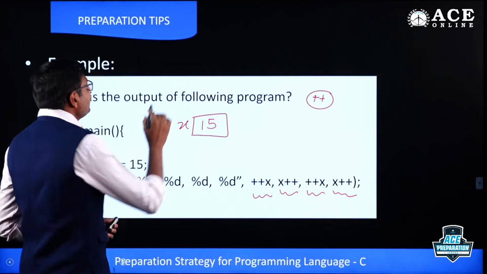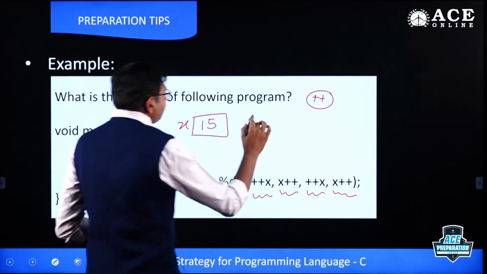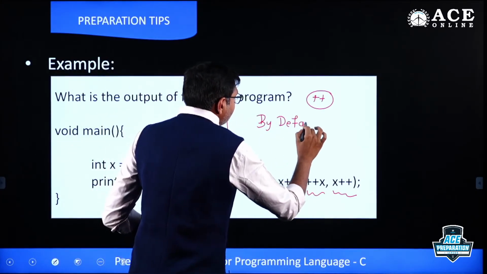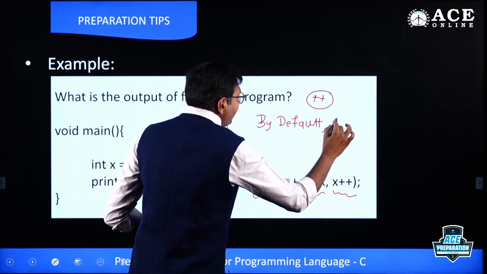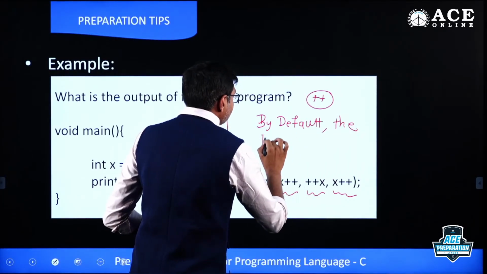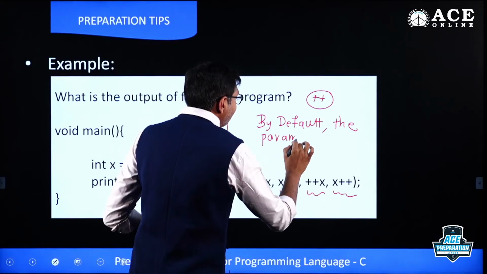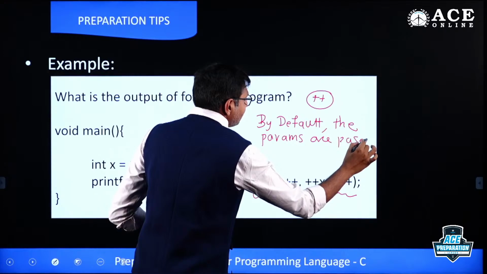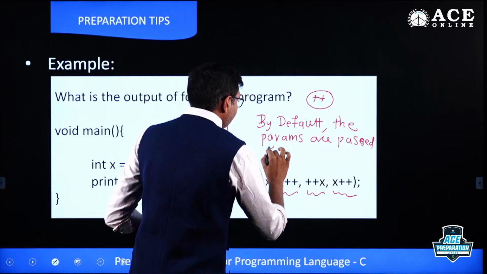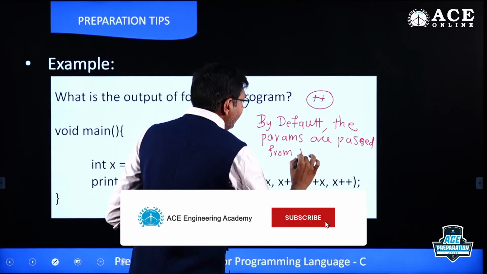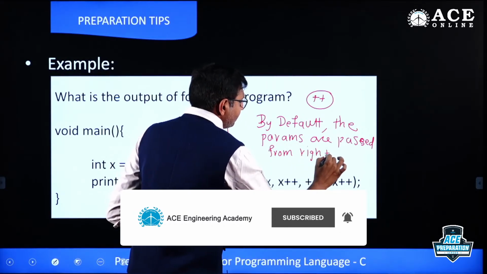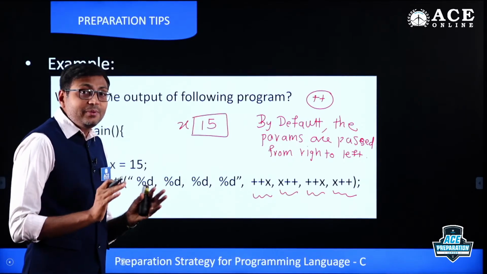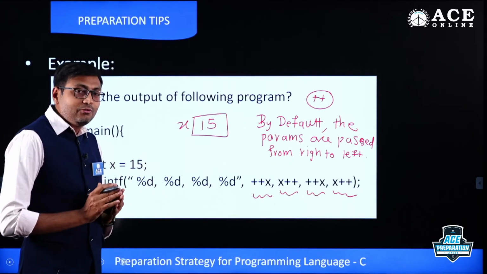By default, you see, by default, the parameters are passed from right to left. This is the by default behavior of the C compiler you have to follow.